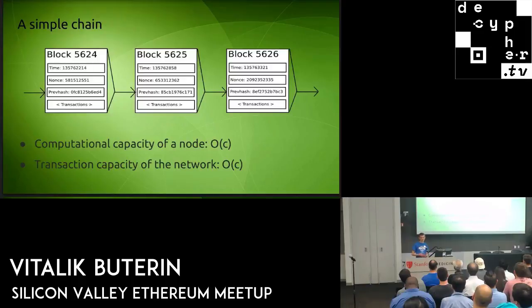And the reason for this is simple: if the transaction capacity of a network is greater than O of C, then nodes can't process all the transactions, nobody can run a full node, and so the blockchain doesn't work anymore, right?